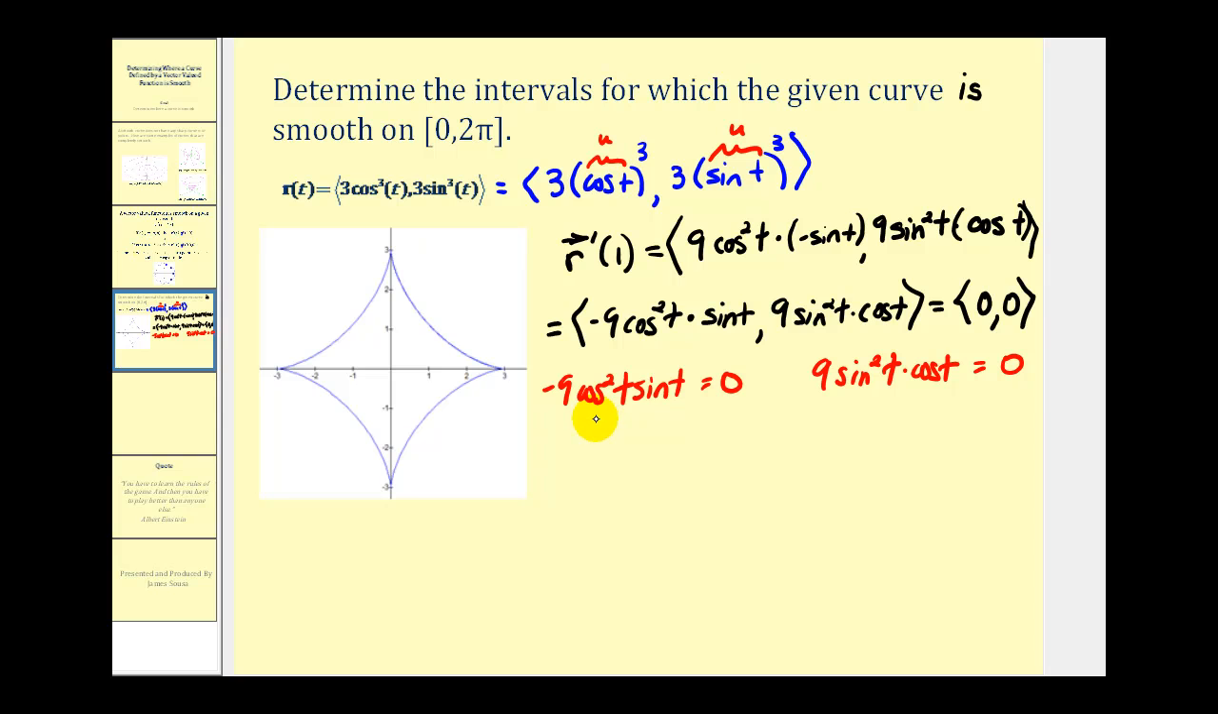So using the identity cosine squared plus sine squared equals 1, we can replace cosine squared t with 1 minus sine squared t. So we'd have negative 9 times 1 minus sine squared t times sine t equals 0. And over here we can replace sine squared t with 1 minus cosine squared t.